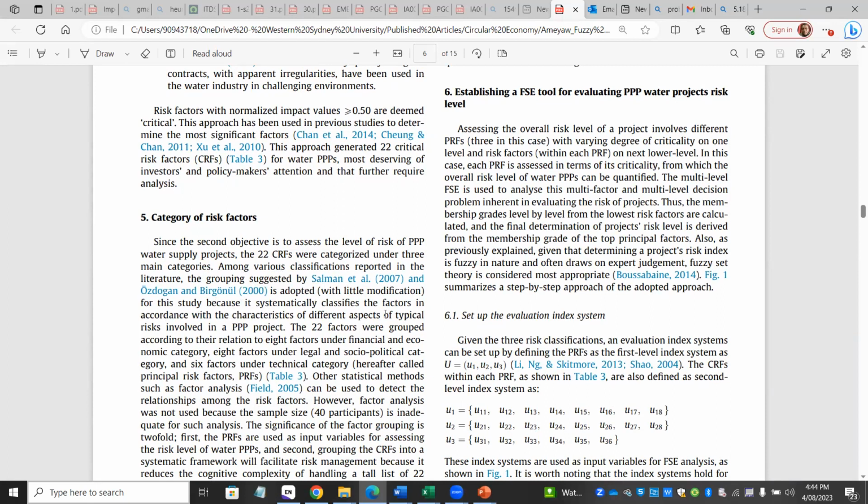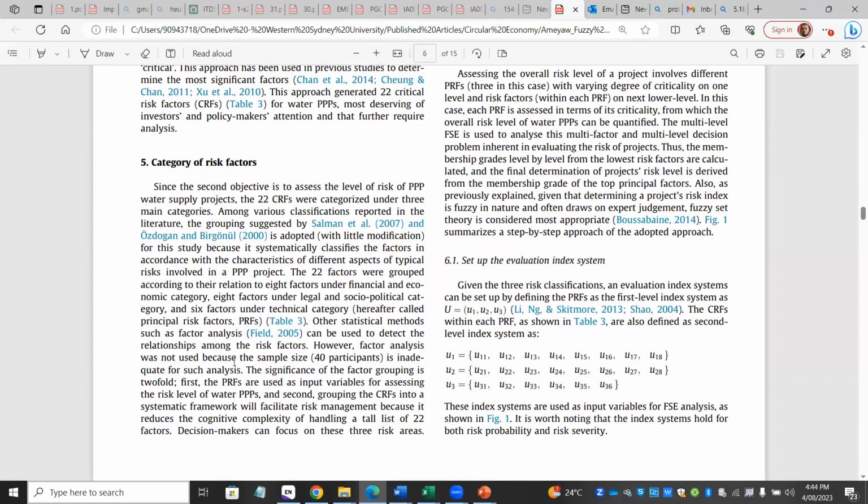Because it systematically classified the factors in accordance with the characteristics of different aspects of typical risk involved in a PPP project. The 22 factors were grouped according to their relation to each factor: 8 under financial and economic category, 8 factors under legal and socio-political category, 6 factors under technical category. Other statistical methods such as factor analysis can be used.